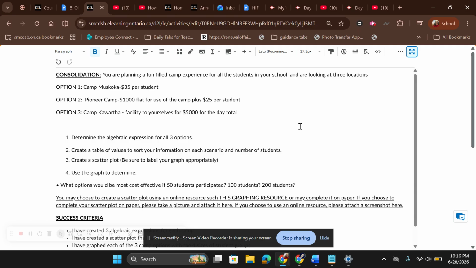So you're going to determine the algebraic expressions for all 3 options. You're going to create a table of values to sort your information and to look at the scenarios for different numbers of students. And then you're going to create a scatter plot. Make sure you label your graph appropriately, and then use the graph to determine what options would be the most cost effective if 50 students participated, if 100 students participated, or if 200 students participated.